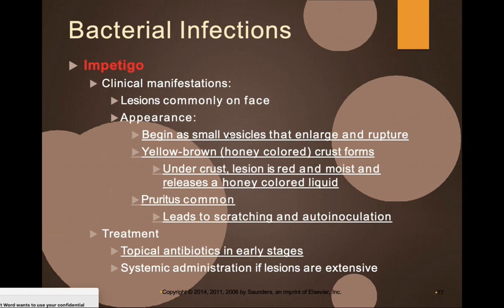Impetigo lesions are commonly found on the face. They begin as small vesicles. They enlarge and they rupture. They're yellow brownish, they call it honey colored, and then crust forms. Under the crust, the lesion is very red and moist, and it releases that honey-colored liquid. It often results with pruritus, and as a result, there'll be excessive scratching, and then you get that auto-inoculation where they can self-spread it to other parts of the body.